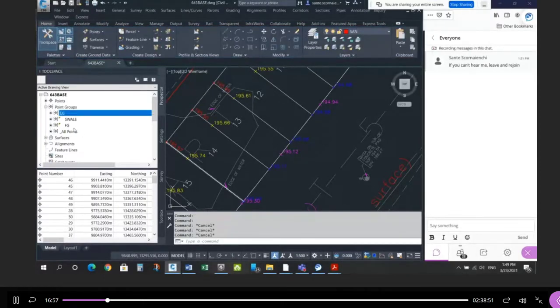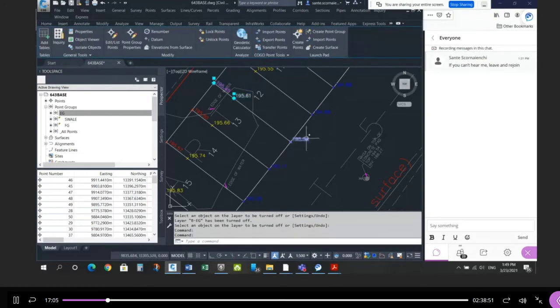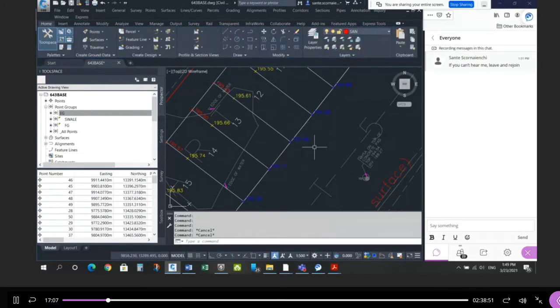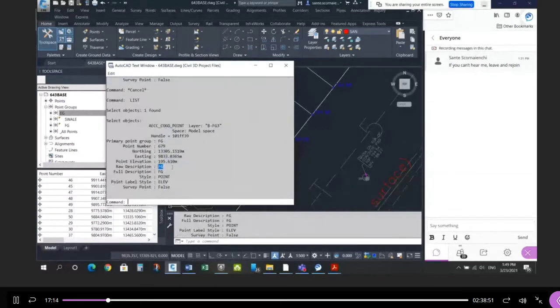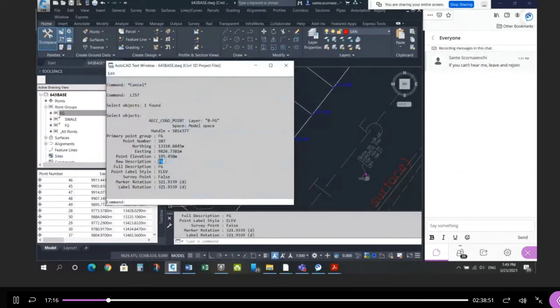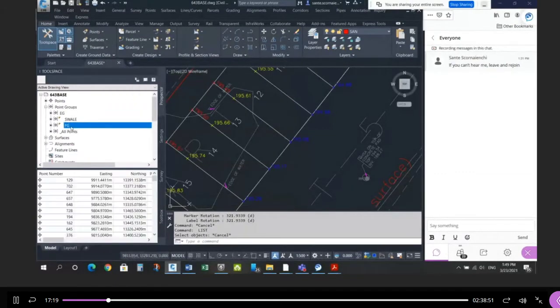But there's only 2 groups. There's a group for proposed, FG, and a group for existing, EG. So this is in one group, and these 3 different layers all have the same description. They're all in the same group. So if you list them, you'll see FG is the description, FG is the description, and FG is the description, and they're all in this group. So 2 groups, existing and proposed, but 4 layers: 1 for existing and 3 for proposed.